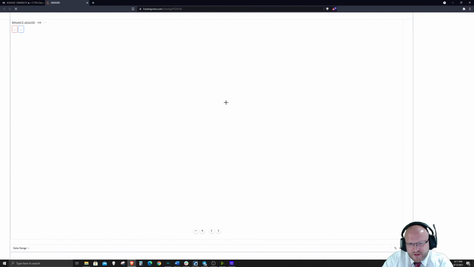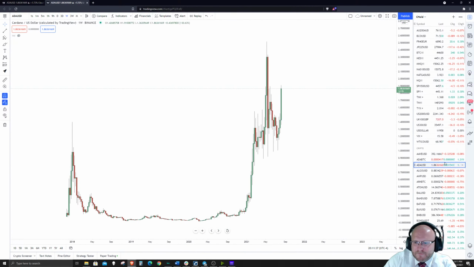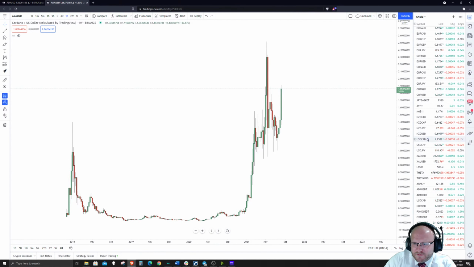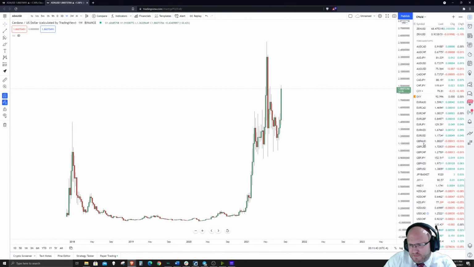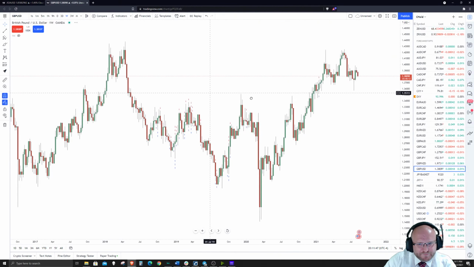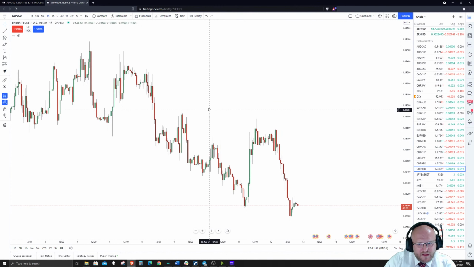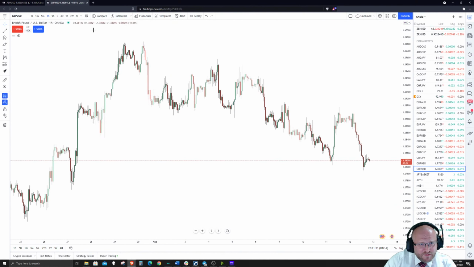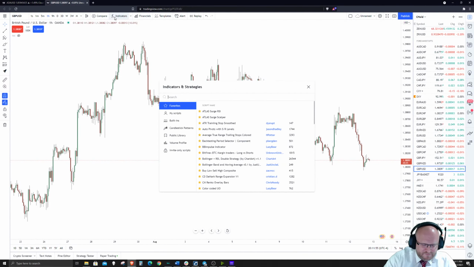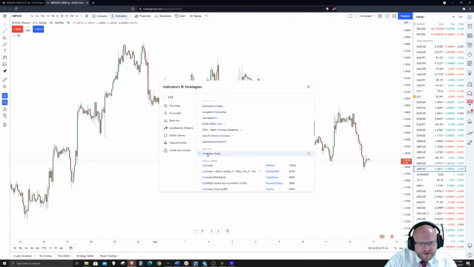Let's do a new chart layout. Most people use TradingView, I think. And let's look at the pound dollar. Okay, go to the hourly chart. So the first thing you want to get is the Ichimoku system. You can go up to indicators, type in Ichi. It's going to be the built-in Ichimoku cloud.